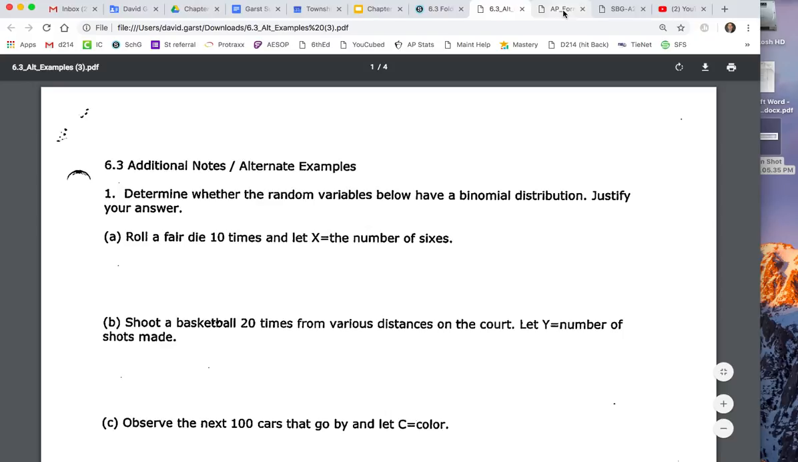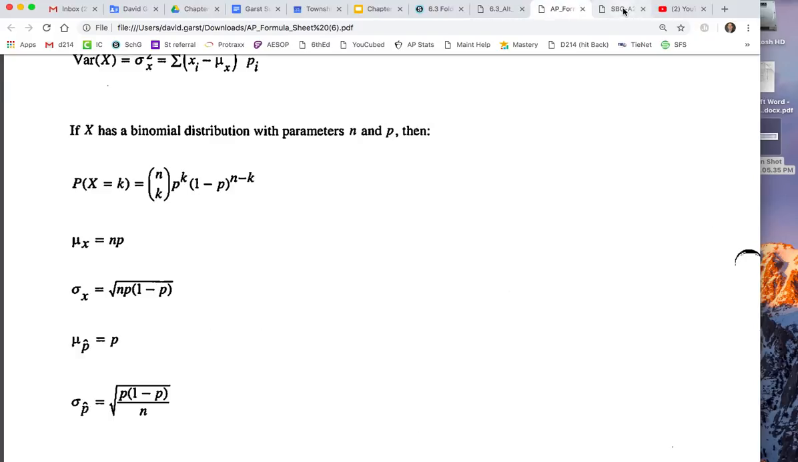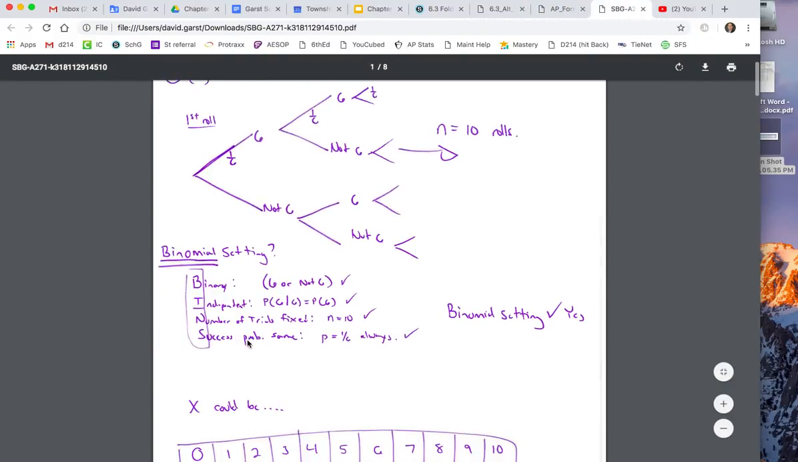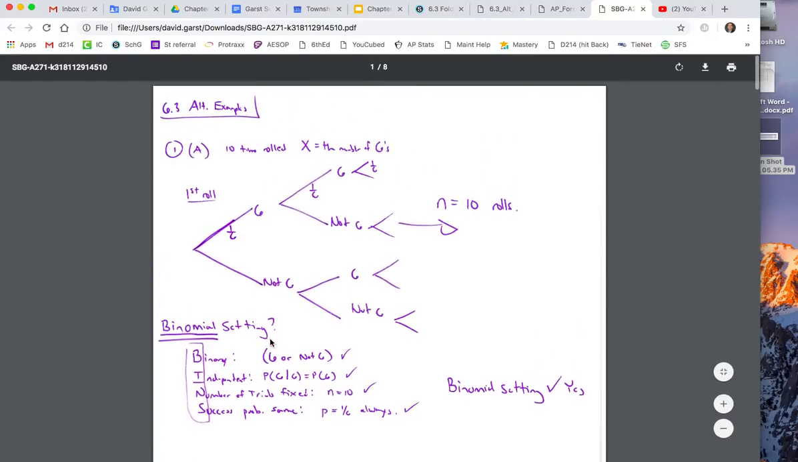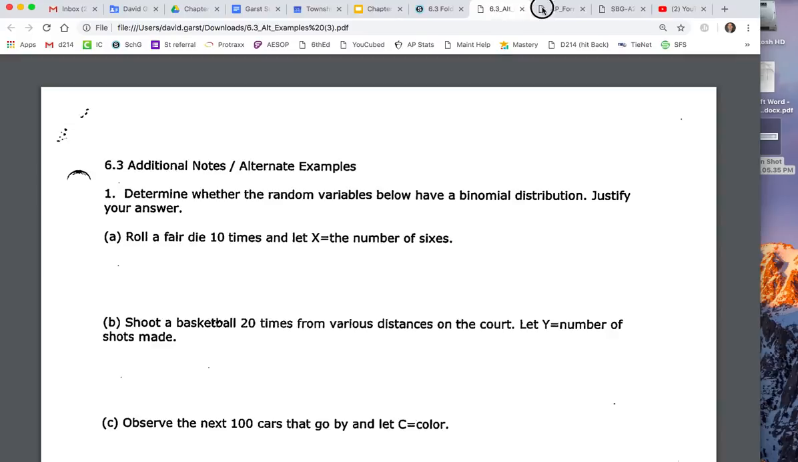And to do that, we're going to check for 4 different characteristics. The 4 different characteristics are listed here on this paper here. For it to be a binomial setting, it needs to be binary, independent, the number of trials needs to be fixed, and the success needs to be the same probability. So let's check each of these right now.